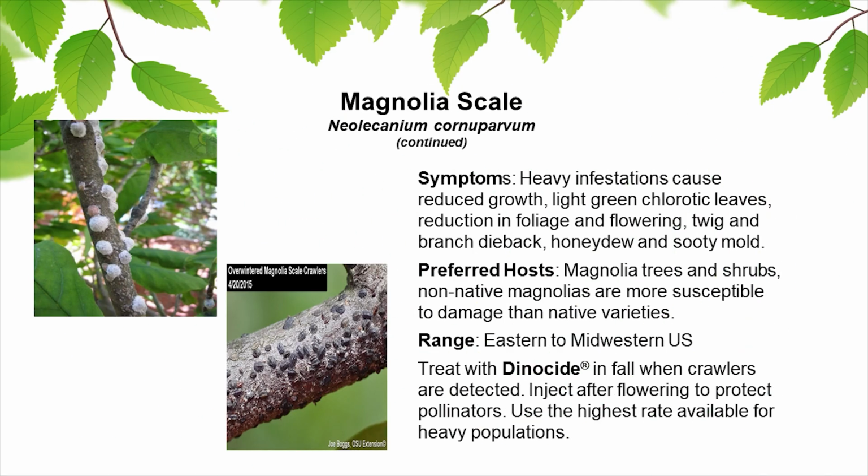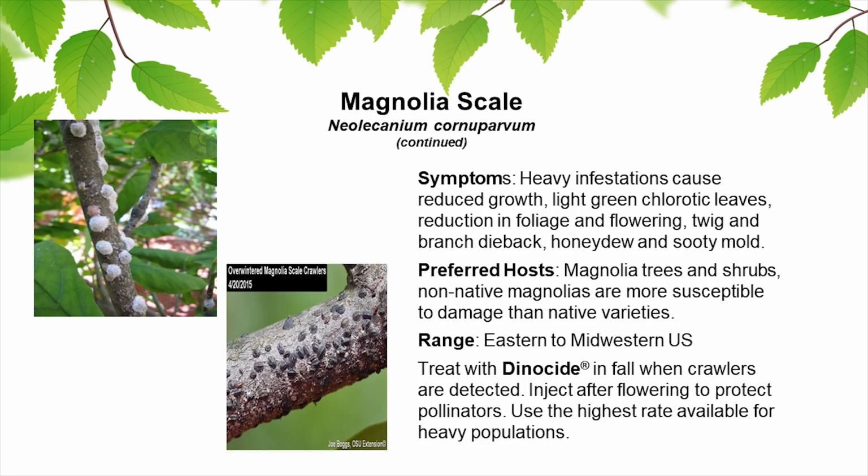The symptoms of a heavy Magnolia Scale infestation are reduced growth, light green chlorotic leaves, reduction in foliage and flowering, twig and branch dieback, honeydew, and sooty mold. The preferred hosts of Magnolia Scale are magnolia trees and shrubs. Non-native magnolias are more susceptible to damage than native varieties. Magnolia Scale may be found throughout the eastern and midwestern United States.